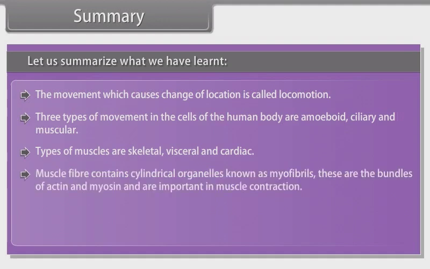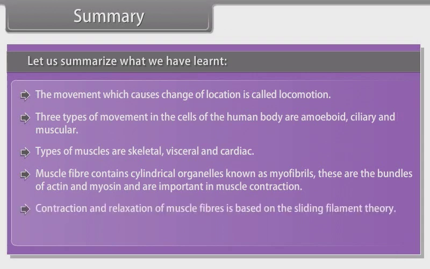Muscle fiber contains cylindrical organelles known as myofibrils. These are the bundles of actin and myosin and are important in muscle contraction. Contraction and relaxation of muscle fibers is based on the sliding filament theory. Human beings have 206 bones and a few cartilages.